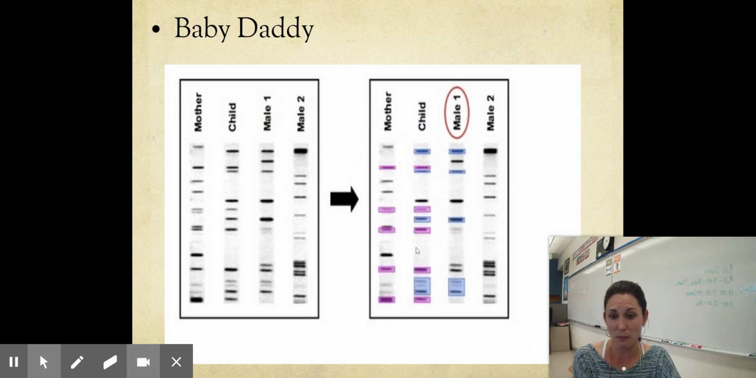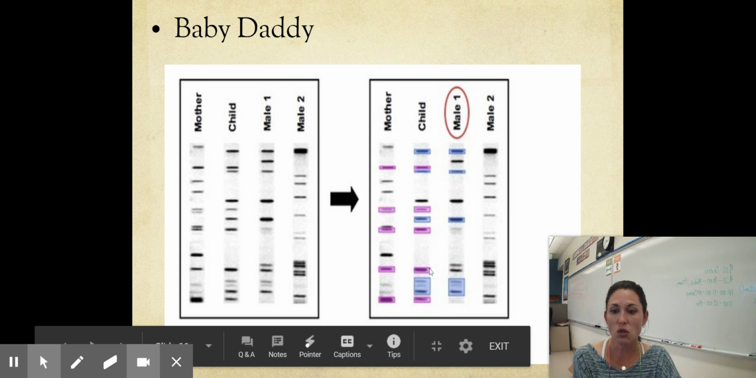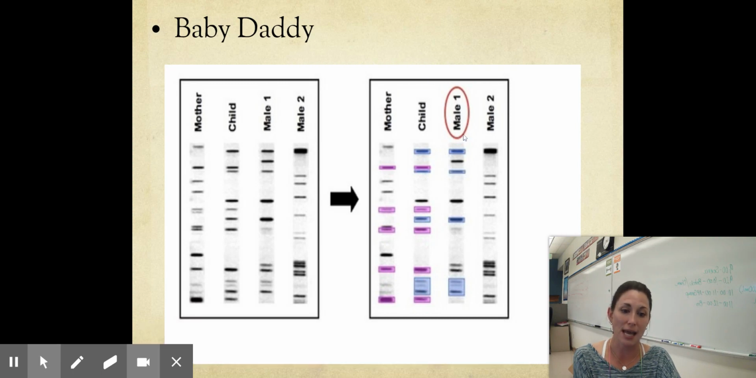And this shows those banding patterns really clearly so that you can tell every band from this child either has to come from mom or from dad. And that makes perfect sense because a child is always the combination of mom and dad DNA.